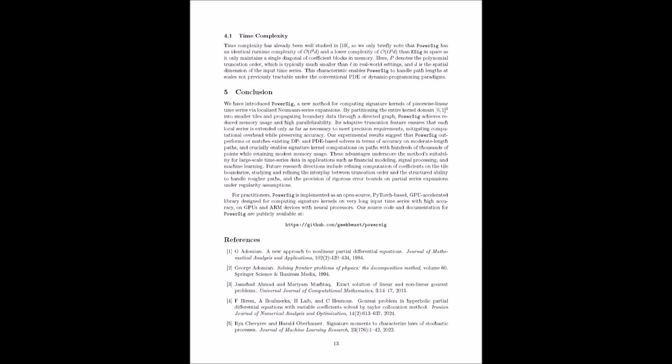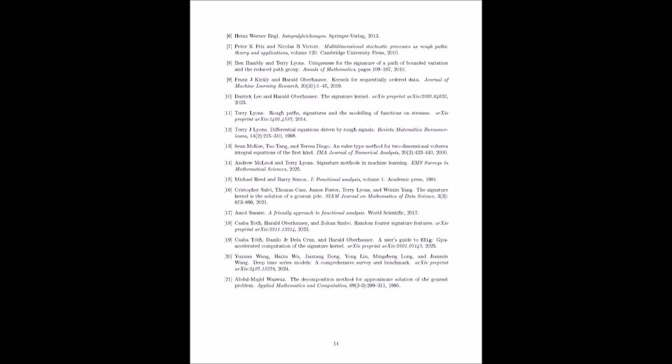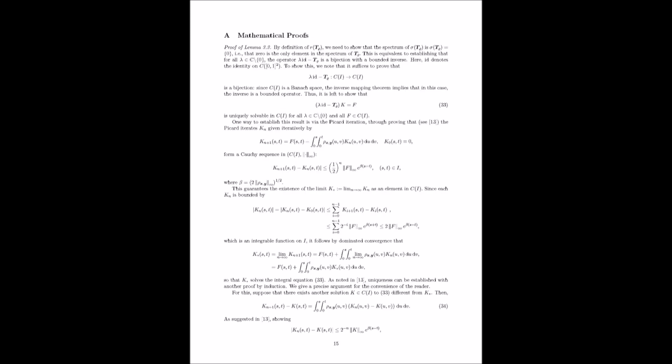Exactly. Okay, so far we've mainly talked about the self-signature kernel, the one that compares a time series to itself. But the signature kernel can also be used to compare different time series, right? Yes, that's right. We call that the cross-signature kernel. It gives you a measure of similarity between two different paths. Okay. Would we need to change PowerSig to compute the cross-signature kernel?